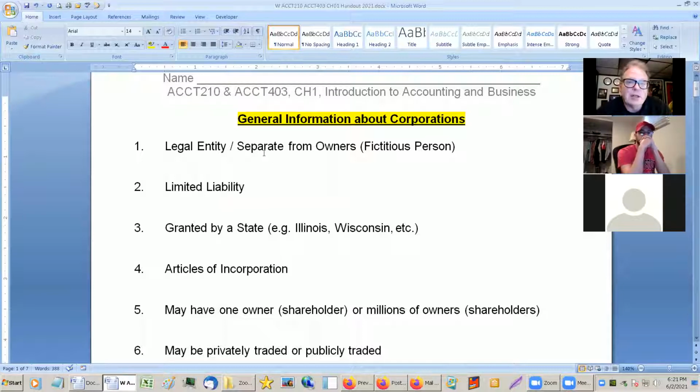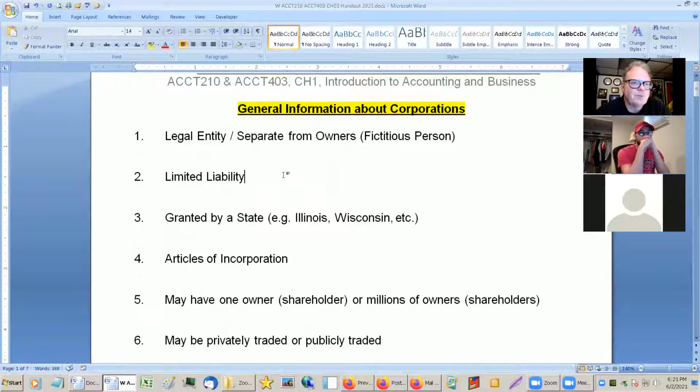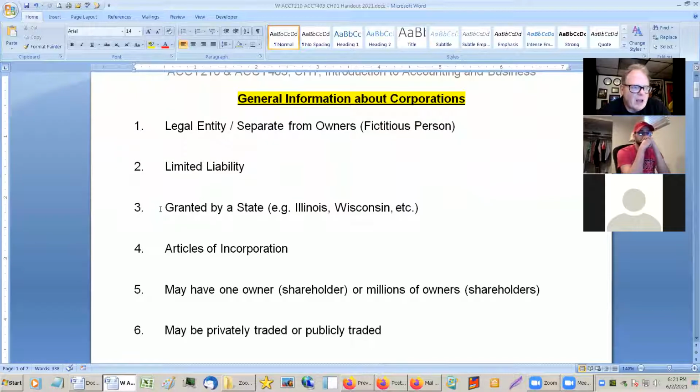Yeah, so anyway, it's a completely separate person from you. And so what they said is limited liability. You can lose your investment. You can lose whatever you build up in the corporation, but the corporation itself is completely separate. And if it goes bankrupt, it's not going to personally involve you. Okay, they are granted by the state.